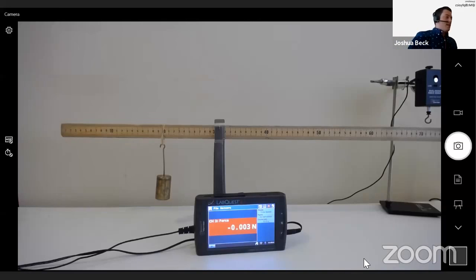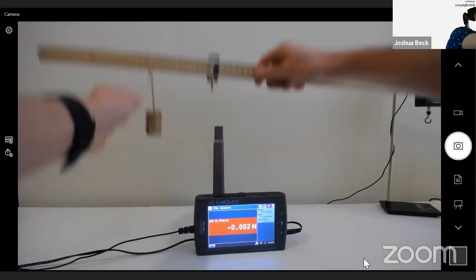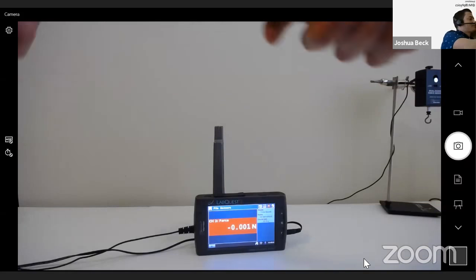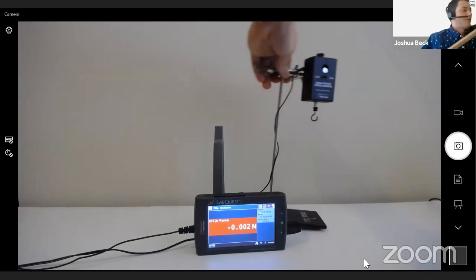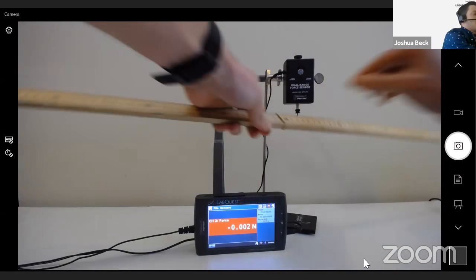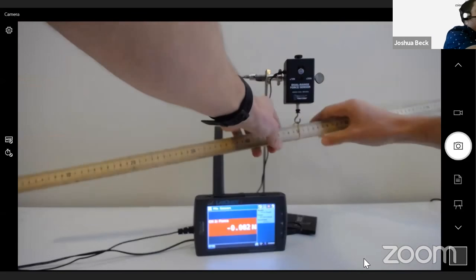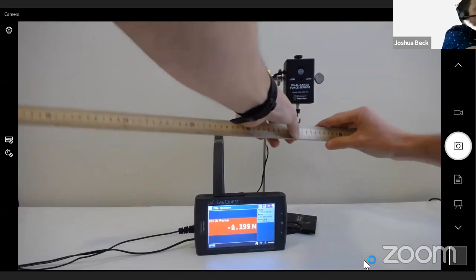Now, how could we test that? Pretty easy. Take this little apparatus off. Get this off. I've got a force sensor just sitting here waiting to be used. So bring it into frame. Let's just hang our little meter stick off of this. Get you balanced out here.